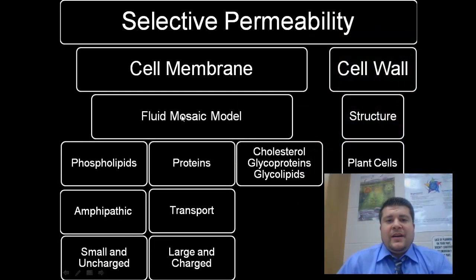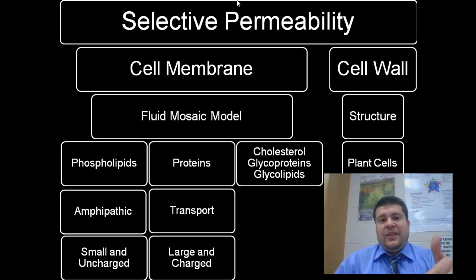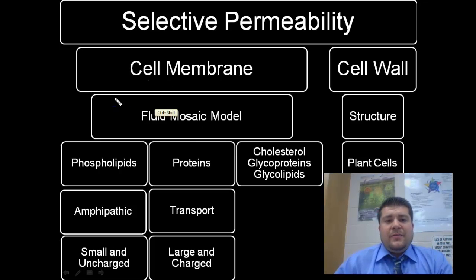We have this thing called selective permeability. Selective permeability means that it selects for only certain things to move through the cell membrane or the cell wall. So today we're going to be talking about the cell membrane and why it's considered to be a fluid mosaic model.